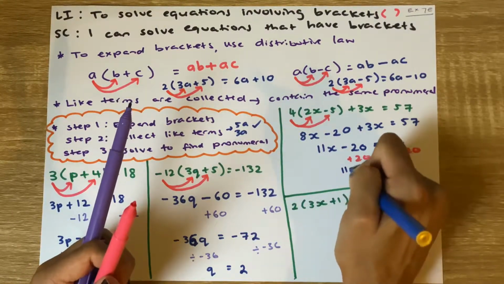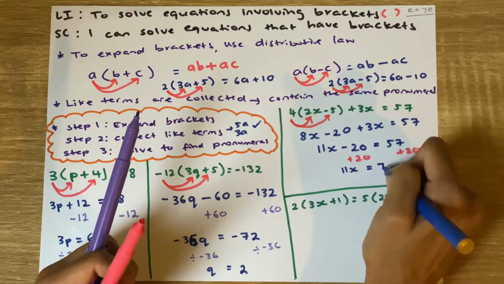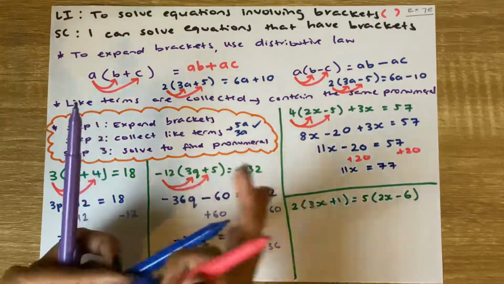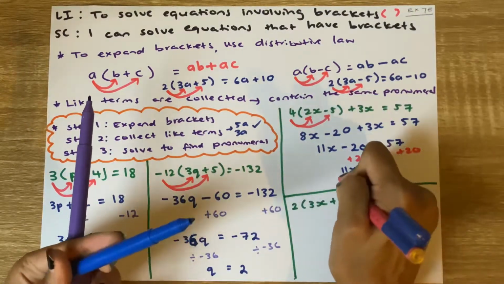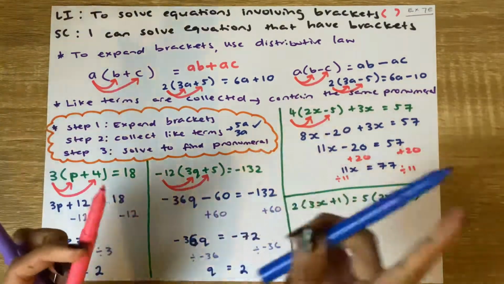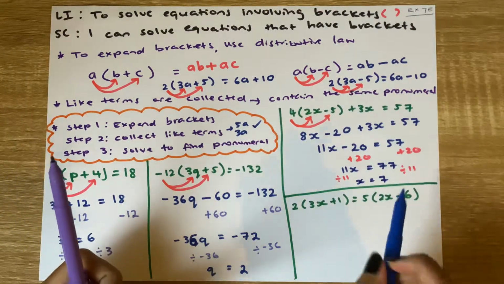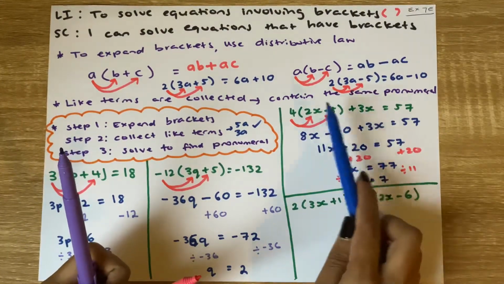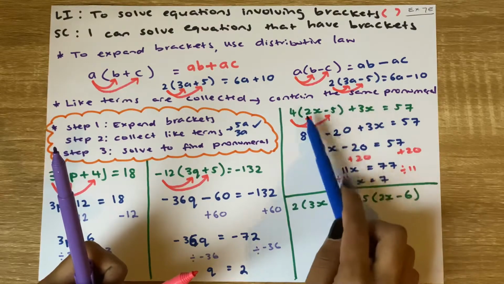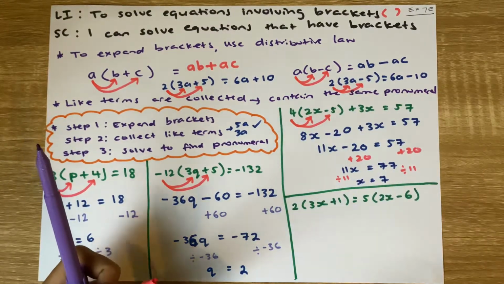So we're then left with 11x equals 57 plus 20, which is 77. Now we're going to divide by 11 on both sides, so I'm going to be left with x equals 7. And again, if I substitute x as 7, but now I've got to sub it in both places, not just one place, all of this is going to equal 57.